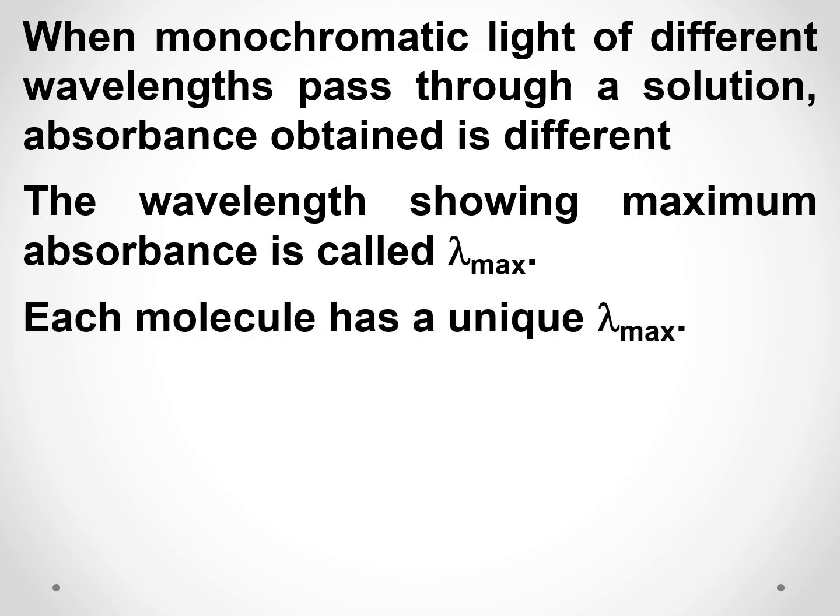Each molecule has a unique lambda max. So just like epsilon, lambda max is also unique. These two terms, epsilon and lambda max, can be used to identify compounds. First the lambda max is determined. If the lambda max values are very close to each other, then we find out the epsilon value. Epsilon value will definitely be different.